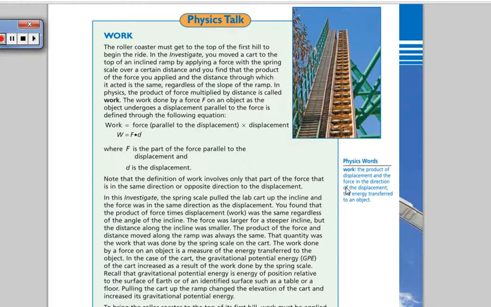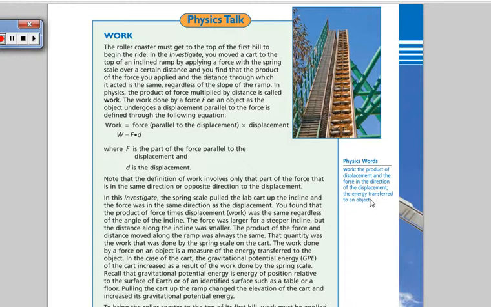A lot of you think work is something you do to get paid, and so this is the scientific definition of work. Work is just pretty much pushing an object over a certain distance. Here's the very technical way of saying what work is: the product of displacement and the force in the direction of the displacement, the energy transferred to an object.